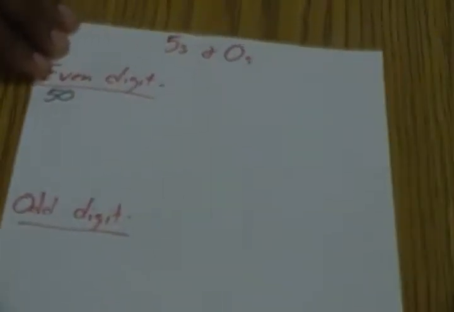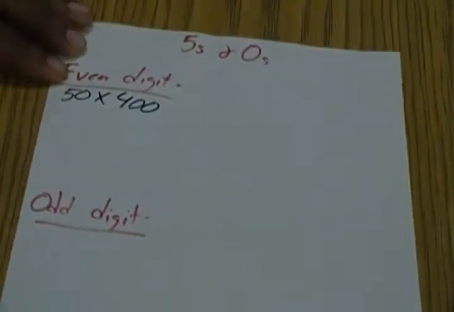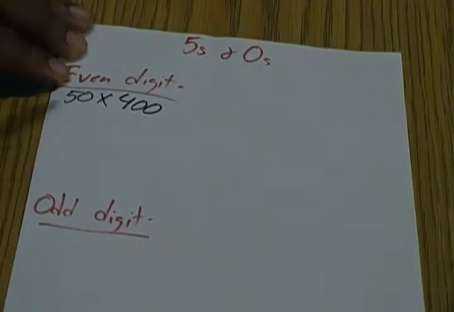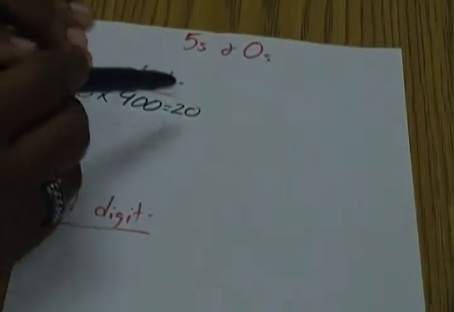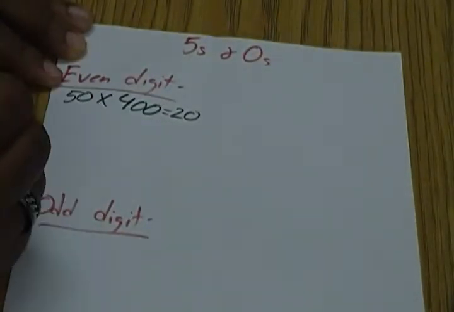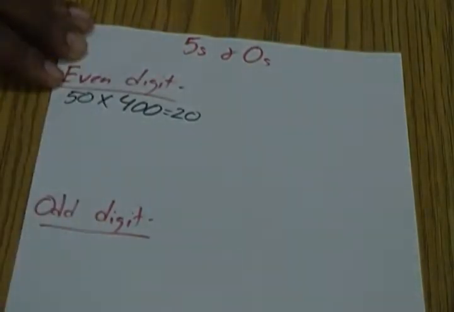Alright, we're going to say 50 times, let's say 400. Just like what we did yesterday, we're going to start off by multiplying our non-zero digits. So in this case we have 5 and 4. 5 times 4 equals 20. Unlike yesterday, these non-zero digits already start off with a 0 in their answer. Alright? But we still need to add on the extra zeros to it. So we're going to add on 1, 2, 3 zeros at the end.